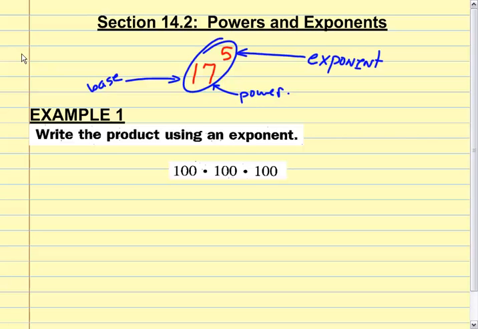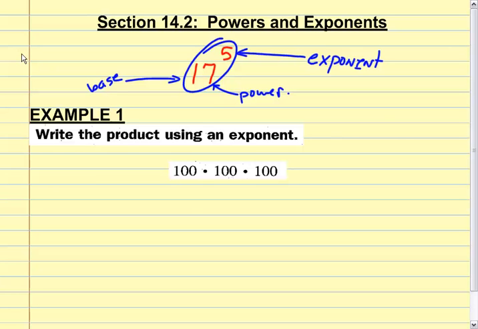This is easy stuff. Okay, now let's just go through them and practice them again, just before we get started. Like I said, we're sort of reviewing here. Example number 1 says, write the product using an exponent. So they don't want us to multiply it out. They just want us to write it, but using an exponent.